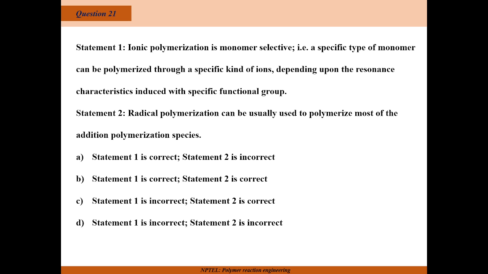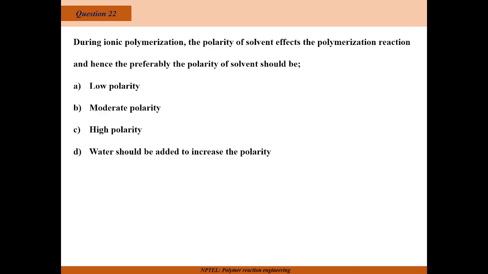The first one is definitely correct because all monomers cannot be processed through ionic polymerization. There are certain limitations. Whereas a radical can be used to polymerize most of the addition polymerization species. If I can add, like, ethylene to a polymer, that is possible. Both are correct. The statement 1 and 2 are correct. So let's go to the other question.